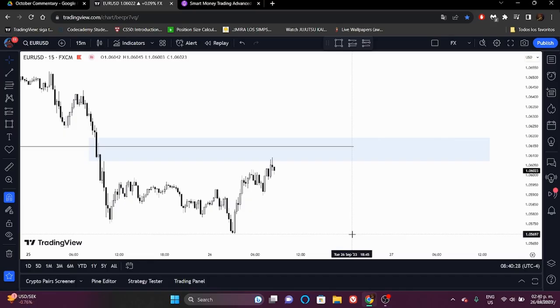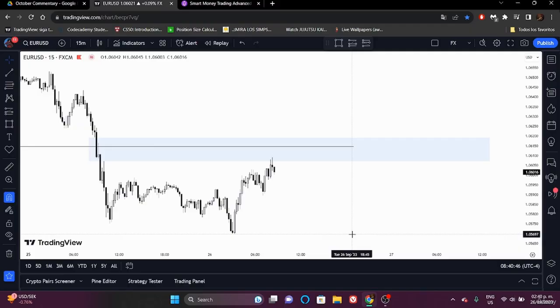And lastly, but not least important, if not one of the most important topics we're going to be talking about, are the kill zones, which are Asia, London, New York, and London close, which is also an important one in some circumstances.